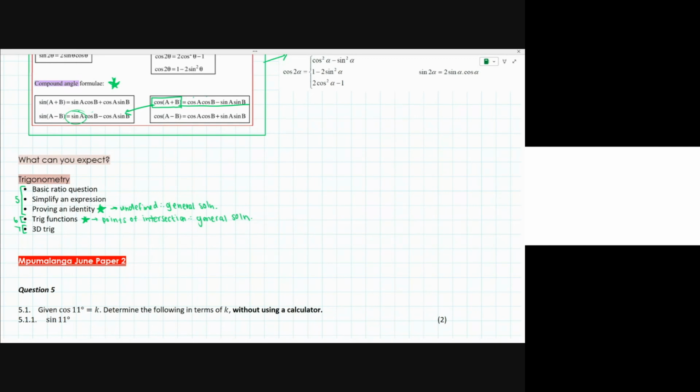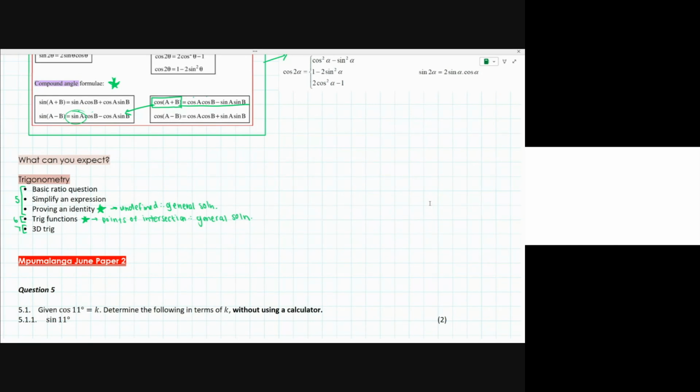The bulk of your trig, I would say about 30-ish marks, comes in with these first 3: simplifying basic ratios, simplifying expressions using reduction, proving identities, and working with that sort of stuff. So that's what you can expect for your trig in paper 2. Again, if you want to take a screenshot of that, you can. And like I say, the general solution doesn't come in with general trig where you expect it to. It often comes in with proving identities and trig functions with points of intersection.